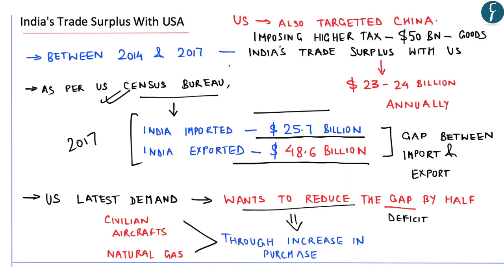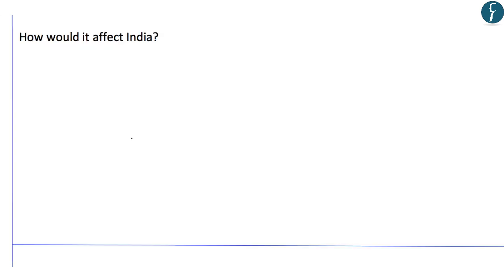In this aspect, the United States is also targeting the imports from China and is imposing higher taxes on $50 billion worth of goods from China. China has reacted with similar duties on imports from the United States. So in this aspect, the United States is targeting every other country which has a trade surplus with the United States. So the question is how the imposition of higher import duties by the US will impact India.